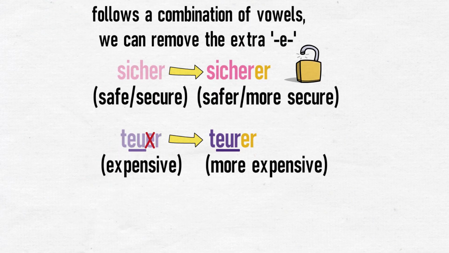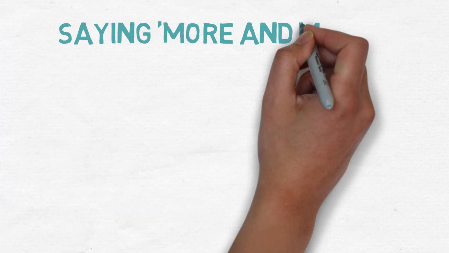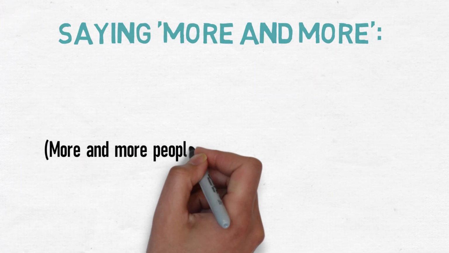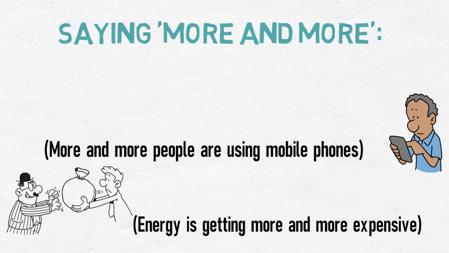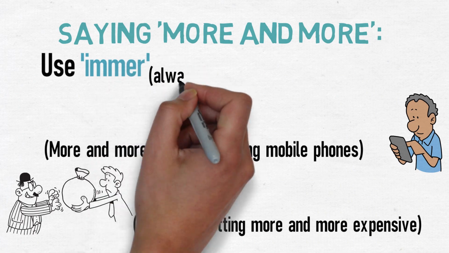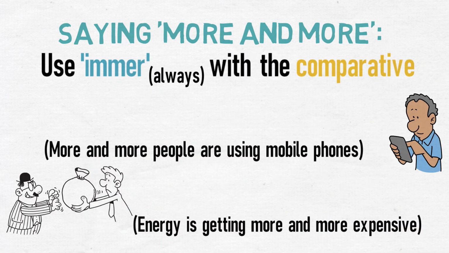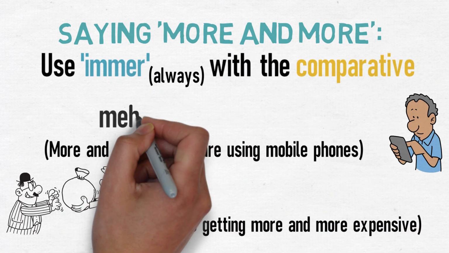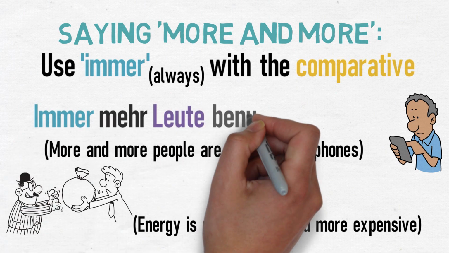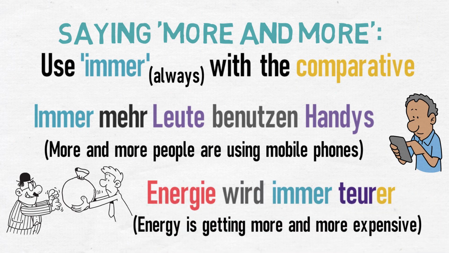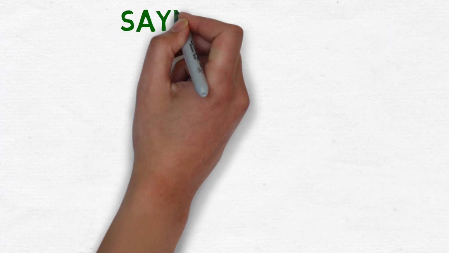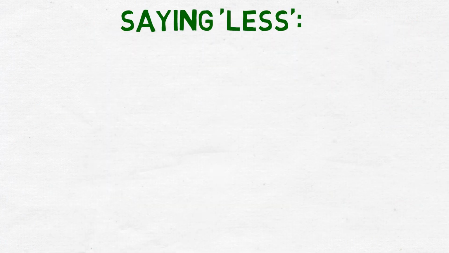Another element that ties in with comparatives is how to say more and more. For example, more and more people are using mobile phones, or energy is getting more and more expensive. To do this, we use the word immer, meaning always, combined with a comparative. The first example here uses the word mehr, meaning more. Immer mehr Leute benutzen Handys. For the second example, we combine immer with the comparative teurer. Energie wird immer teurer. The final element of comparatives is how to say less, such as in the following sentences.